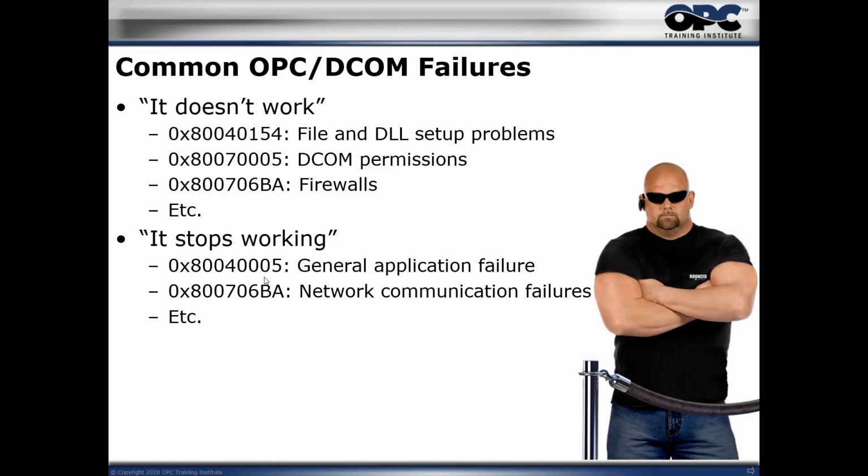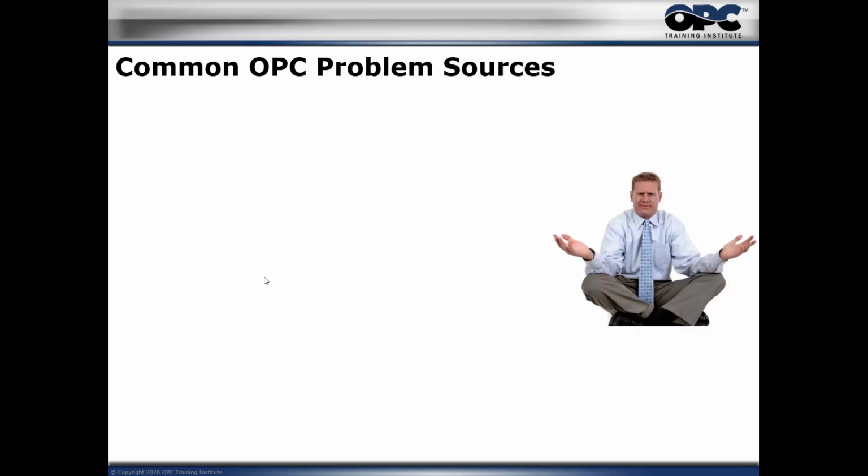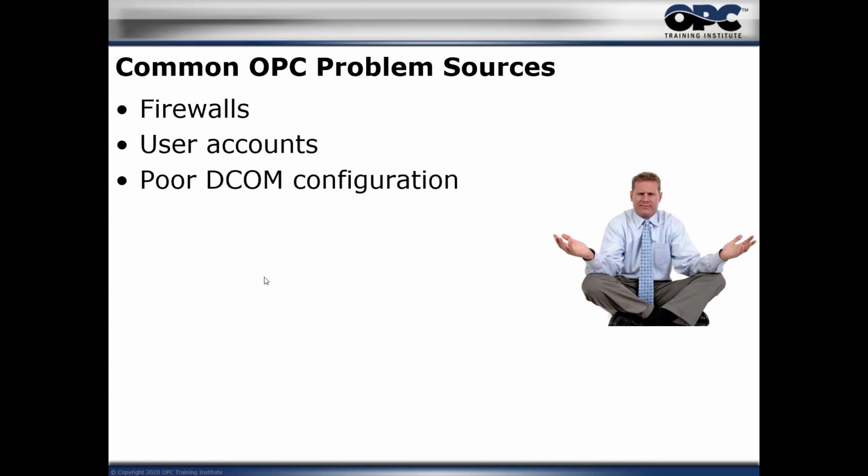But those are the two classes. It doesn't work in the first place, or it does work and then it stops working. And people have these issues. Now, what are the causes? The typical causes, well, number one, firewalls. Firewalls are very, very common. They come up, they block your communication, user accounts, prevent people from getting access when they should.